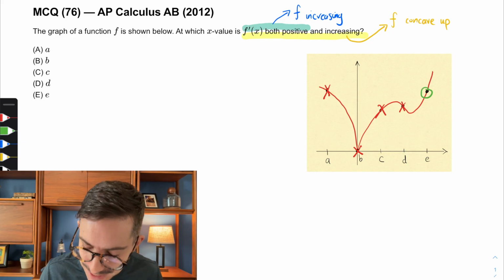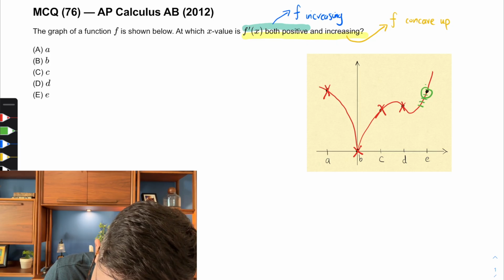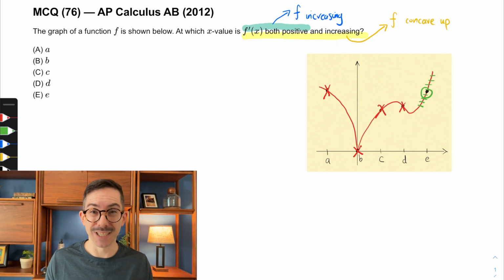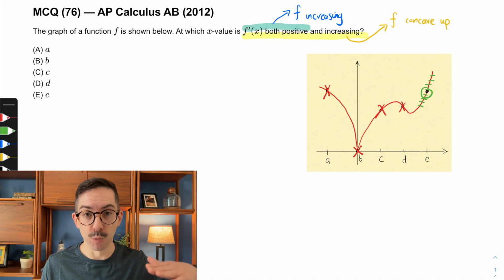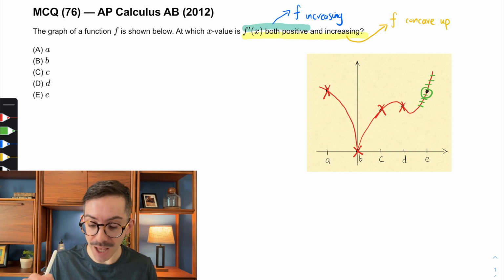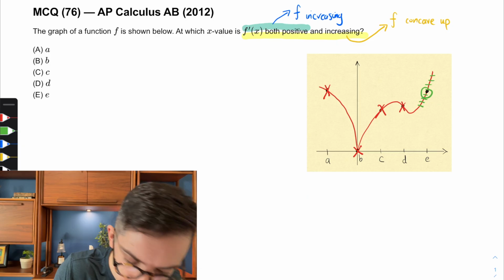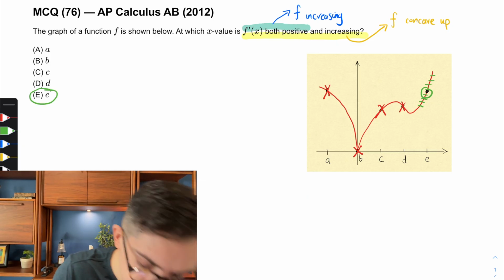And you can see, indeed, as we move along the graph here, the graph is getting steeper and steeper. So the tangents are getting more and more steep. Their slopes are getting more and more positive. And so that must mean that f prime, the measure of the slopes, is increasing. So the answer here is E.